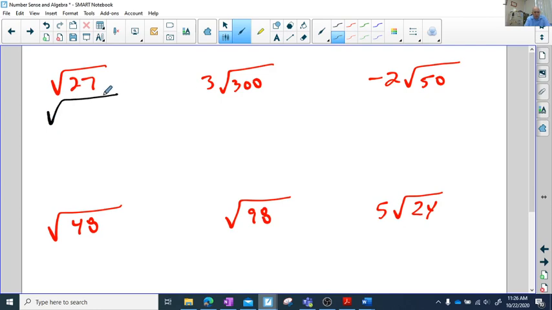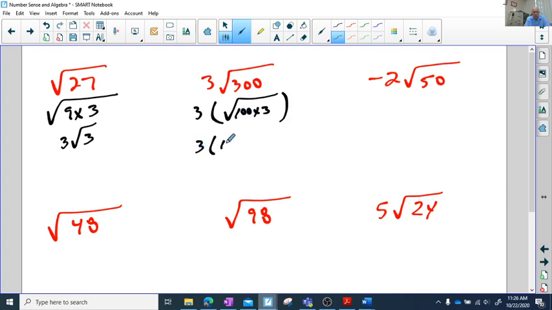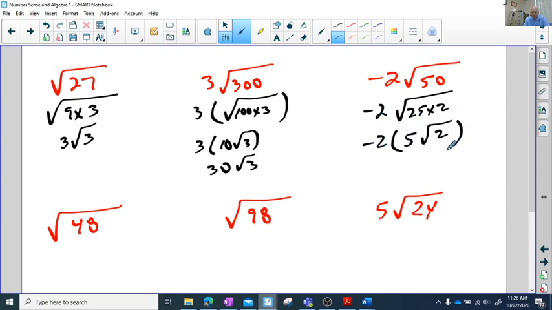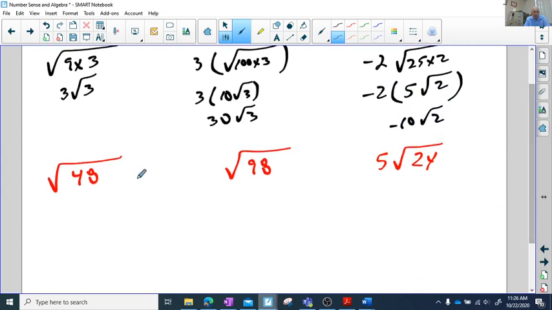Okay, 27. 9 times 3. The square root of 9 is 3. Leave your perfect square, the non-perfect square underneath. Now this one has a coefficient in front, so leave it. 300. That would be 100 times 3. The square root of 100 is 10. And then you multiply these two together, 30, radical 3. 50, 25 times 2. The square root of 25 is 5. 2 stays underneath the radical. Multiply these together, negative 10, radical 2.